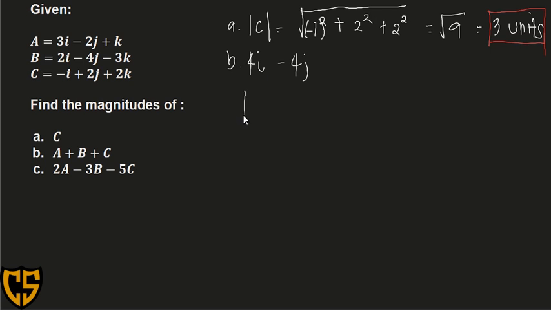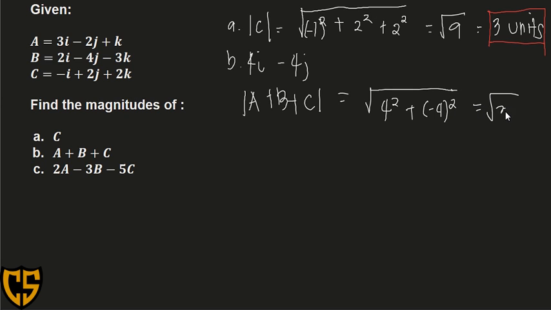So to find the magnitude of A plus B plus C, that will be square root of 4 squared plus negative 4 squared. So that is square root of 32. This will be equivalent to 5.66 units. That then will be our final answer.